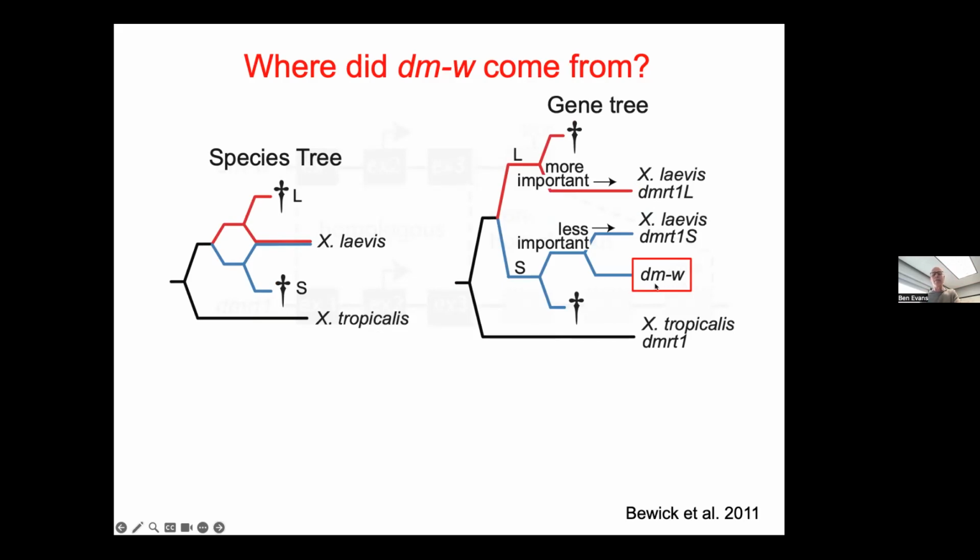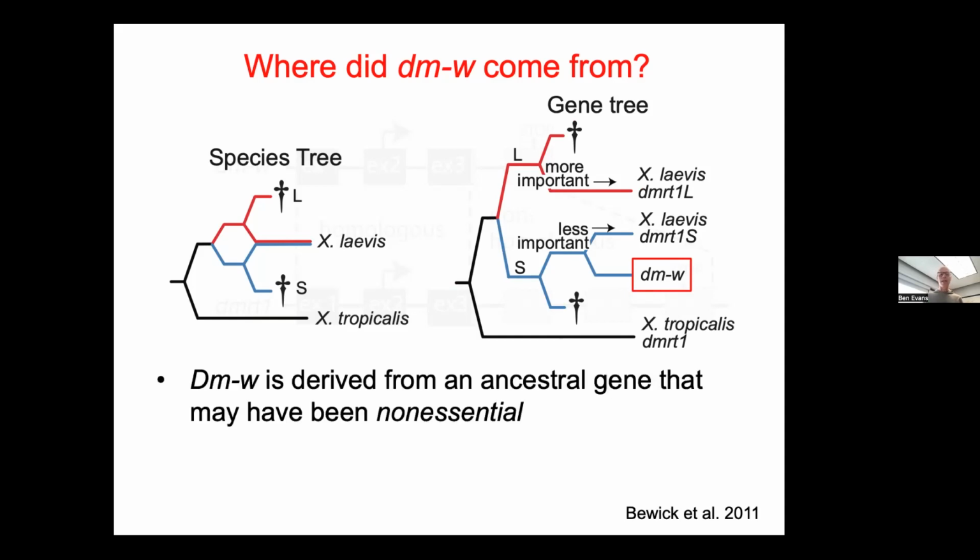It turns out that DMW arose after genome duplication, and arose through copying DMRT1S, not DMRT1L. And we know that definitively based on a phylogenetic analysis of the sequence of all of these genes. What this suggests is that this pivotal sex-determining gene in Xenopus laevis arose through gene duplication of a marginalized copy of DMRT1, DMRT1S. So what this argues, I think, is that DMW is derived from this ancestral gene that may have been non-essential.